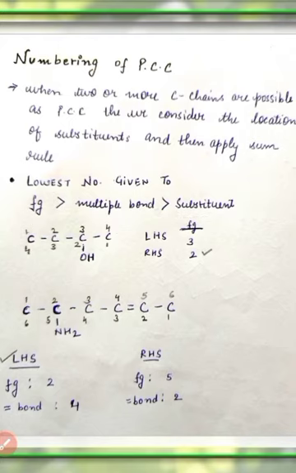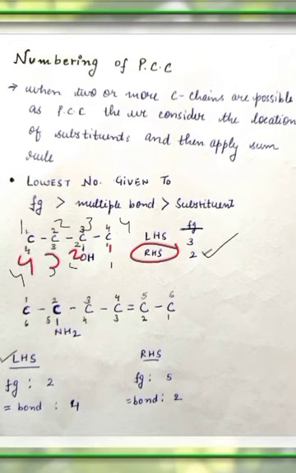As in this example, it is a 4 carbon chain. If I number it from the left hand side, 1, 2, 3, 4, and from the right hand side 1, 2, 3, 4. There are two possibilities for the functional group OH. From the left hand side it gets the third position, and from the right hand side it gets the second position. So this one will be the preferred numbering, right hand side, that means 1, 2, 3, 4.